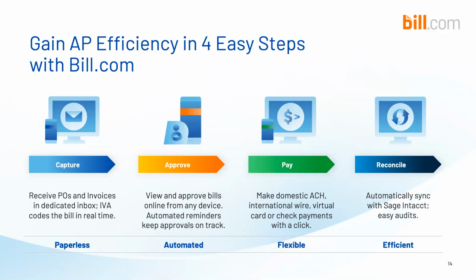So we're going to eliminate the need to use multiple platforms to make different types of payments. All payments can be done through Bill.com. We make ACH payments, international wires, virtual card, and check payments with a click. It's all done simply in one platform without the need for double entry, without the need for going into multiple systems to make different types of payments. And as those payments are made, we automatically sync and reconcile with your Sage and tax system.